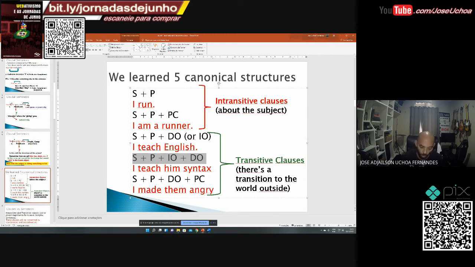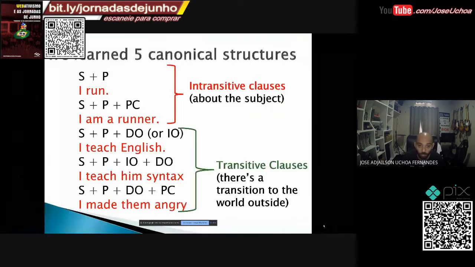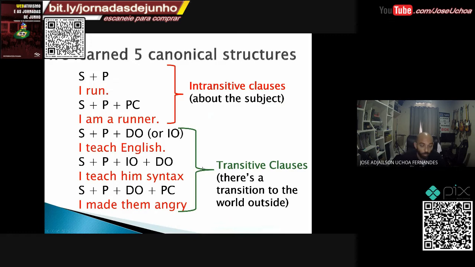I teach him. Him is one of the objects. Syntax is another. But the way I am related to him is not the same way I'm related to syntax. My relationship with syntax is active. It is not mediated. But my relationship to him is mediated by the direction of the action of teaching. Okay, so these are the 5 canonical structures in English. Some people call them the 5 sentence patterns. Right? Any question about these patterns?